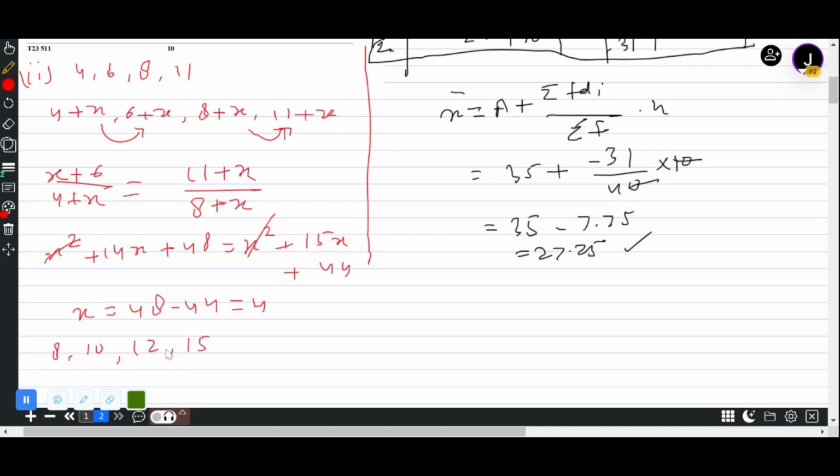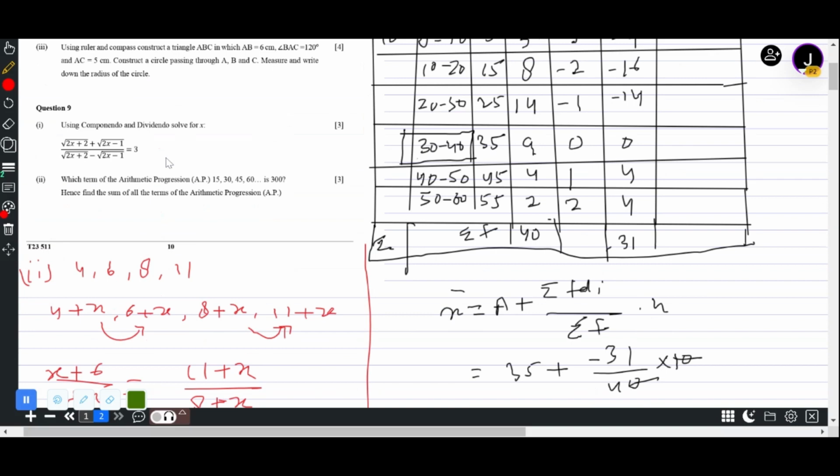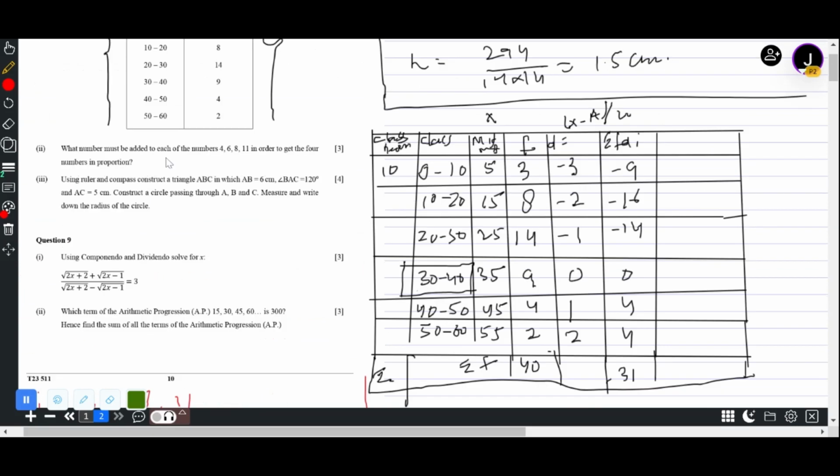So we have x plus 6 times x plus 8, which means x square plus 14x plus 6 into 8 is 48. Here it is x plus 11 times x plus 4, that is x square plus 15x plus 4 into 11 is 44. So x square cancels on both the sides, so 14x, 15x. So x is equal to 48 minus 44, that is 4. If you add 4, now we'll cross check the answer. So add 4, we get 8, 10, we get 12, we get 15, right? So 15 by 12 is 3 5s are 15, 3 4s are 12. Here it is 2 4s are 8, 2 5s are 10. So the answer is correct.